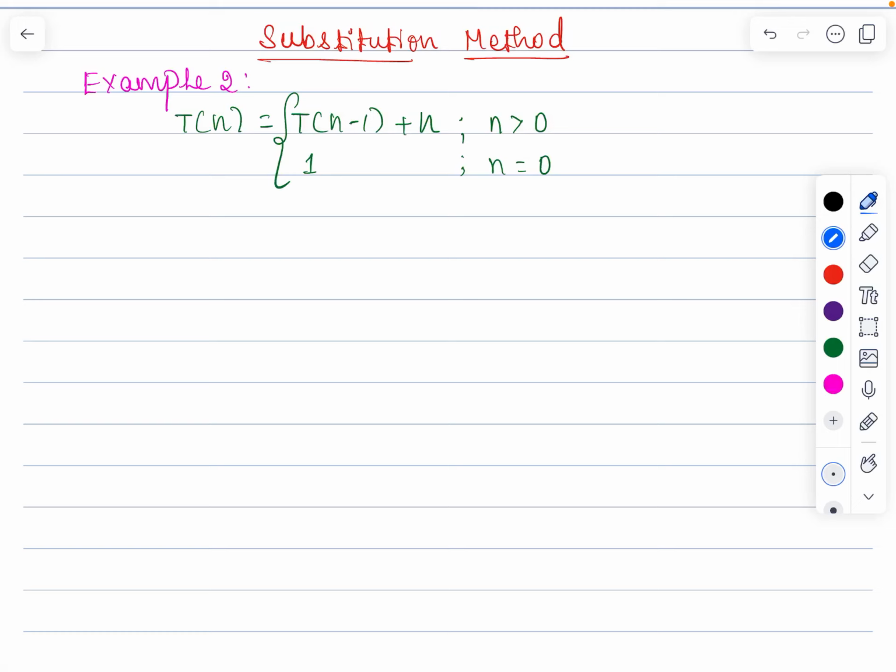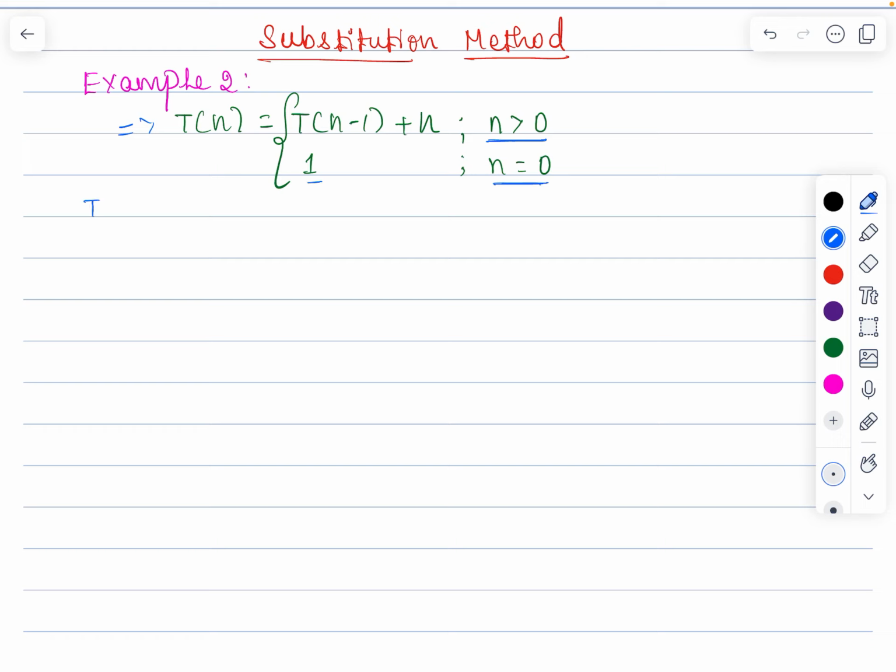I'm going to discuss another example under substitution method. Let's see how this example can be solved using substitution method. The given recurrence relation is T of n equals T of n minus 1 plus n. The condition here is when n is greater than 0. When n equals 0, it is a base case, we get some constant time here.